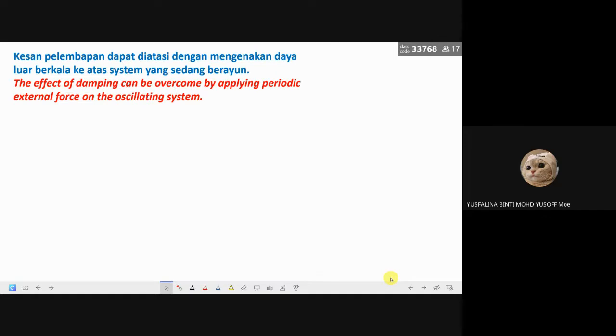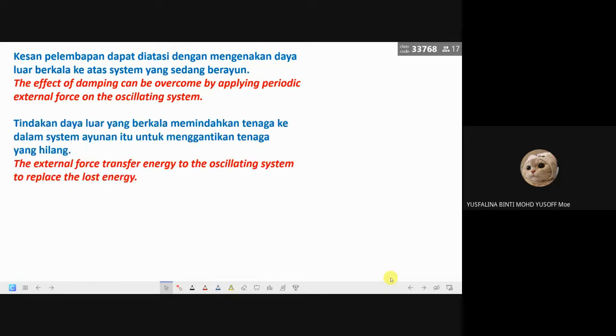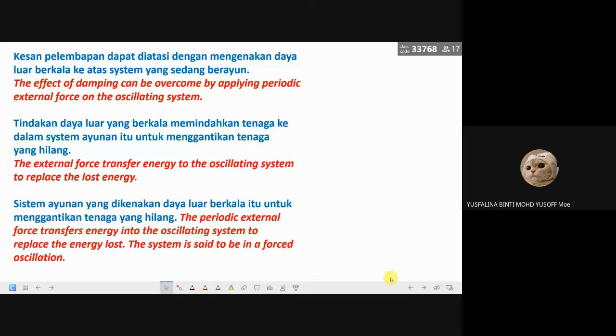The effect of damping can be overcome by applying a periodic external force on the oscillating system. So you have to give force to the system so it can oscillate. The external force transfers energy to the oscillating system to replace the lost energy. So every time that we give a new force to it, it will replace the energy that is being lost to the surrounding.